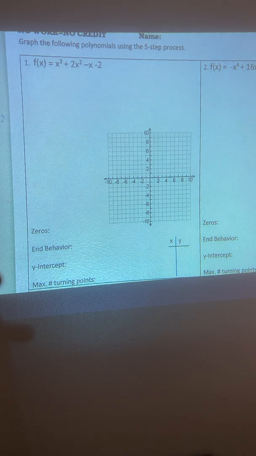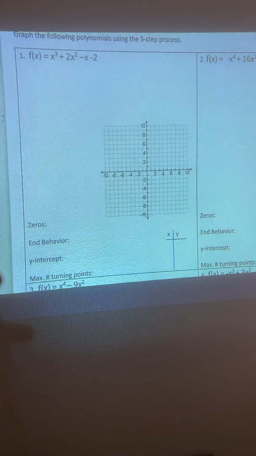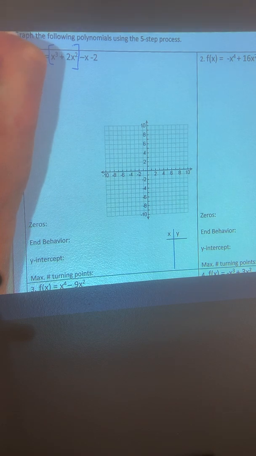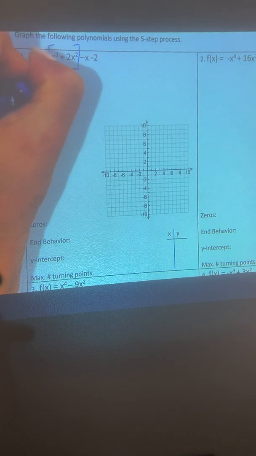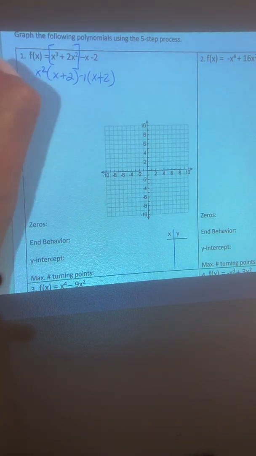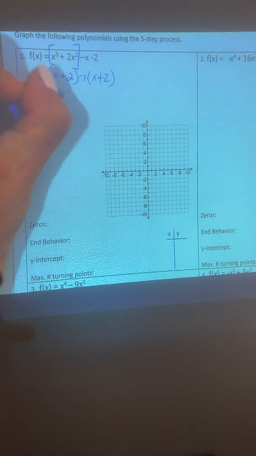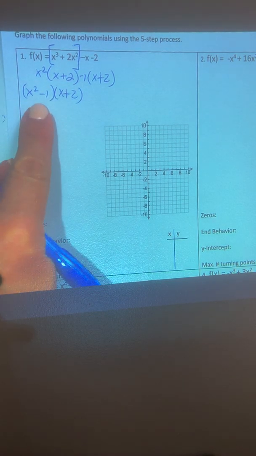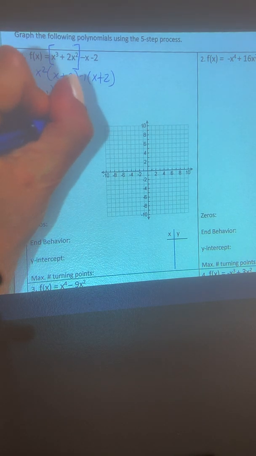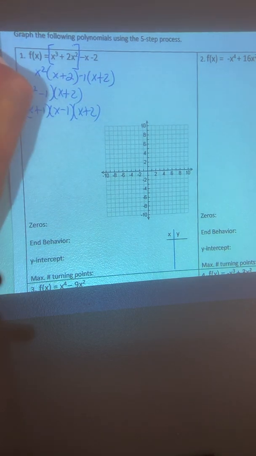Okay, first problem. So we've got to graph this, and in order to graph this, I need to factor. I see 4 terms, so I've got to factor by grouping. Greatest common factor of the first 2 is x squared, and I'm left with x plus 2. Greatest common factor of the last 2 is negative 1, and I'm left with x plus 2. I get (x squared minus 1)(x plus 2). Of course, I'm not done. That's a difference of squares: (x plus 1)(x minus 1)(x plus 2). So here's my problem, f of x equals.